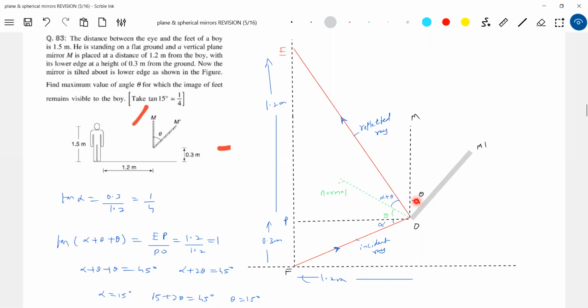If it is less than that, no problem. The rays emitted by the foot after reflection will enter the eye. So for theta more than 15 degrees, the rays will not enter the eye. Don't say there is no reflection. Reflection will take place here. The triangle will not look exactly like this, so the 1.2 and this 1.2. Look at the data given. From the data, we can make things clear.